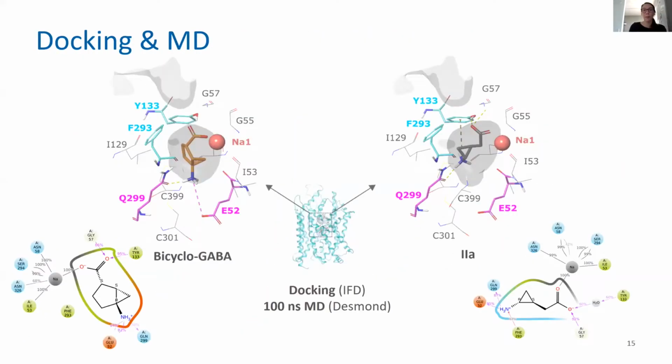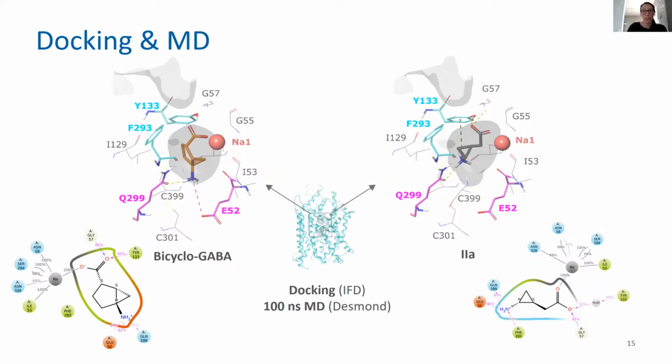Okay, and this already brings me to our actual binding hypothesis. I said that we did docking. What we normally do in transporter docking is use an induced fit protocol, because we want to address the intrinsic flexibility of the transporter, and also the uncertainty we have, particularly in the TM10 area.